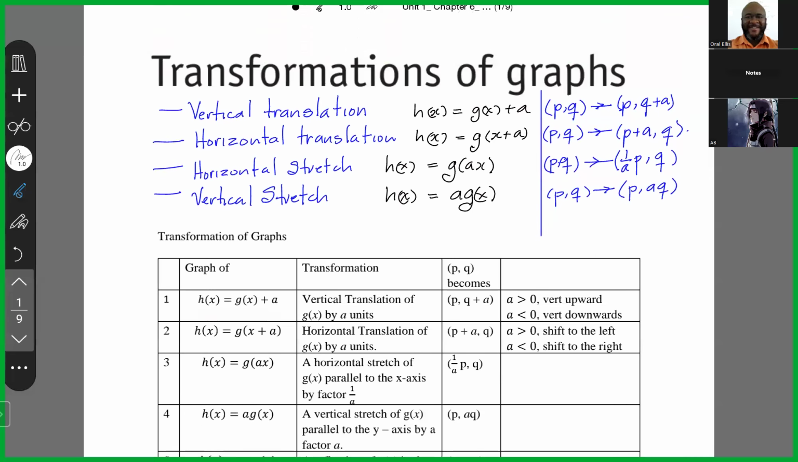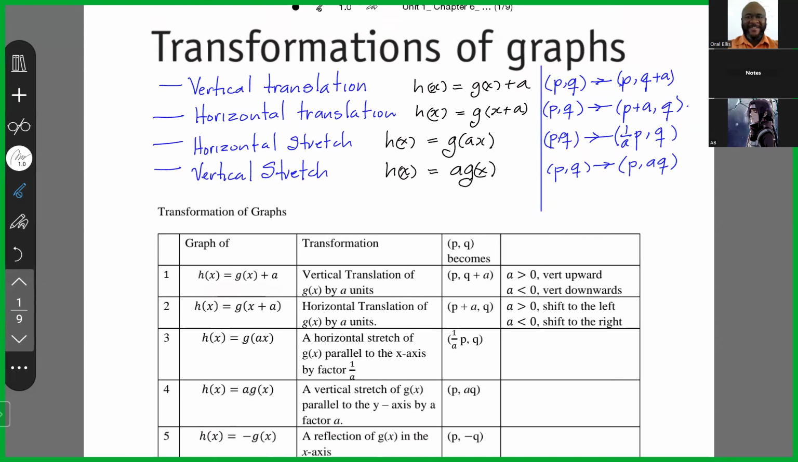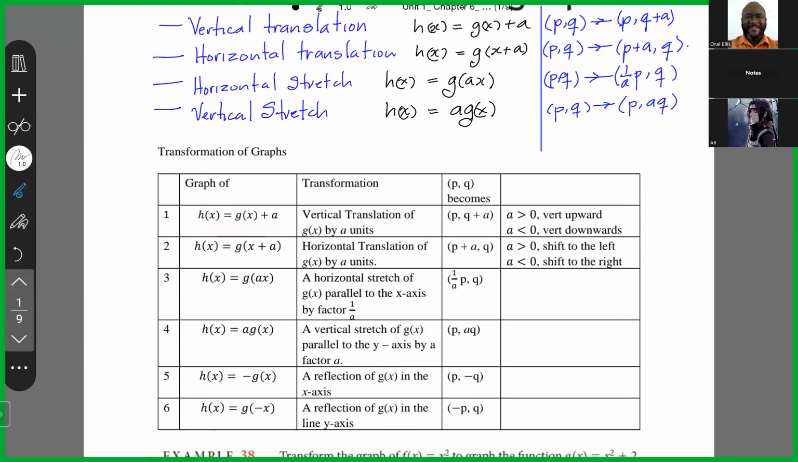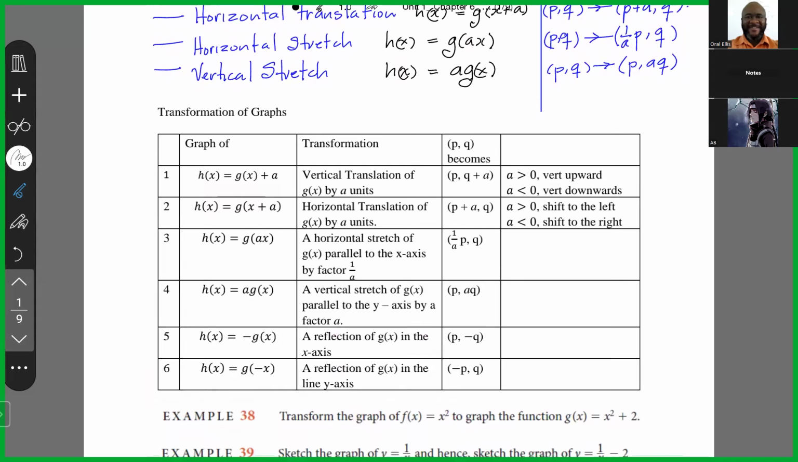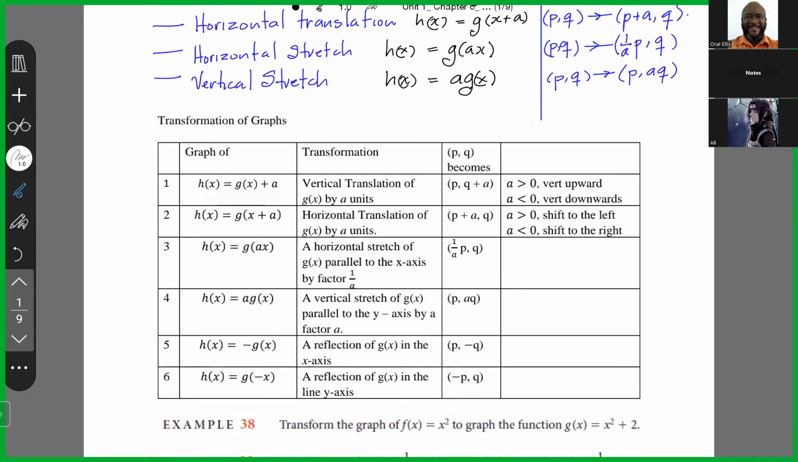All right, so good evening again. So today we'll be looking at transformation of graphs. And in the table below, I sort of summarize the different transformations that we would have to learn.